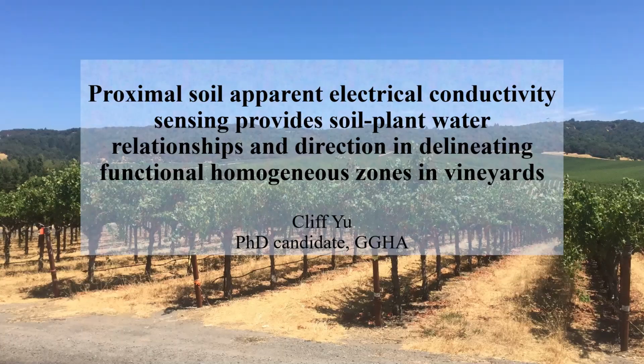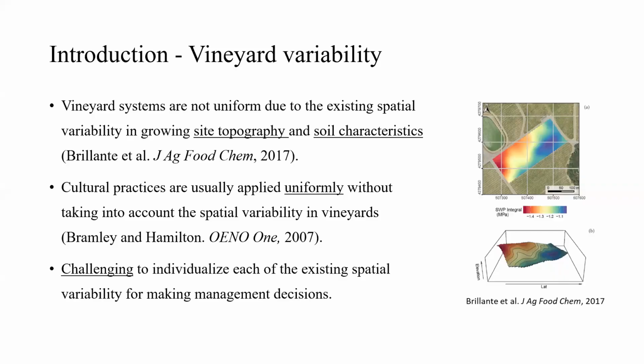As many of us know, vineyard systems are not spatially uniform because of the variability in site topography and soil characteristics. The cultural practices in commercial vineyards are usually applied in a uniform manner, without taking into account the specific conditions in each section or each individual vine, which doesn't help to homogenize vineyard productivity or quality. On the contrary, these practices sometimes could exacerbate this variability spatially.